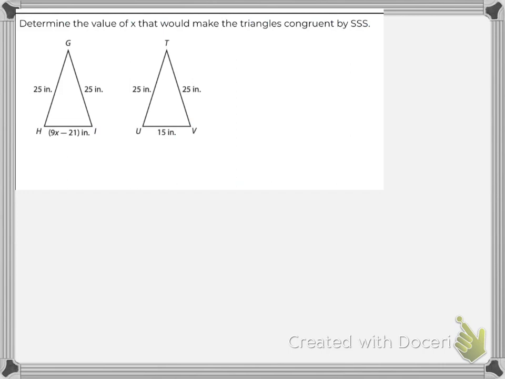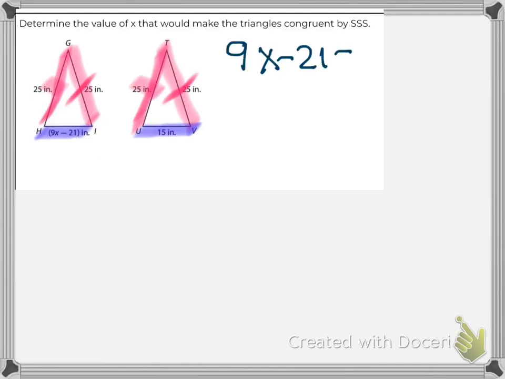Alright, last one. So determine the value of x that would make these triangles congruent by SSS. So I've got this 25 congruent to this 25, and actually this ends up being an isosceles triangle. So you have two sides in one triangle that are both 25, same in the second. So if these triangles are going to be congruent by side, side, side, I would need this third set of sides to be congruent, which means 9x minus 21 would have to equal 15. And then solve for x.